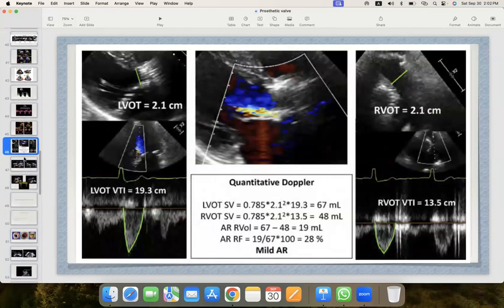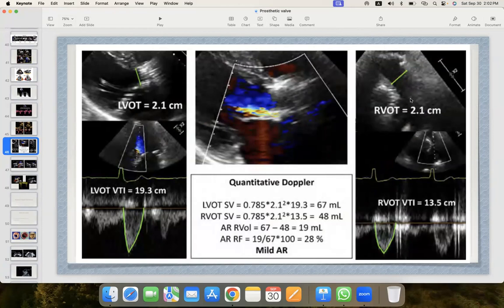Again, here is an example. You can see here we calculated the LVOT. The LVOT diameter is 2.1, and from this we calculate the area multiplied by the LVOT VTI, and we get a volume of 67.